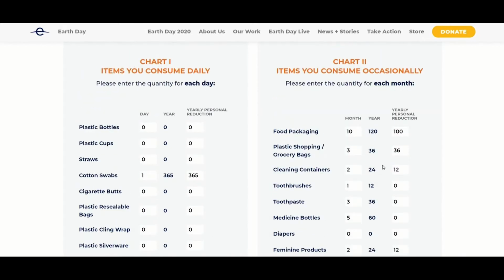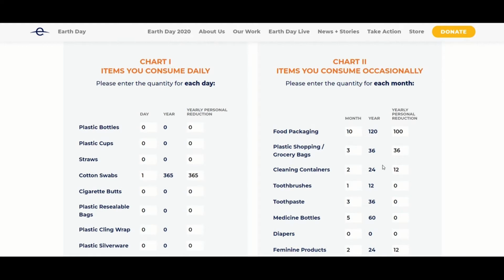Moving to the monthly side, there's a lot more that I use here. When it comes to food packaging, there's already a lot of products that I unfortunately like to buy that come in plastic packaging. And I calculated that to be maybe about 10 a month, which calculates to 120 a year. Thinking back at what kind of stuff I buy in a month, a lot of them I could probably cut out or find alternatives to that don't have the plastic packaging. So I could probably cut out about 100 a year. And so that's what I put in the third column.